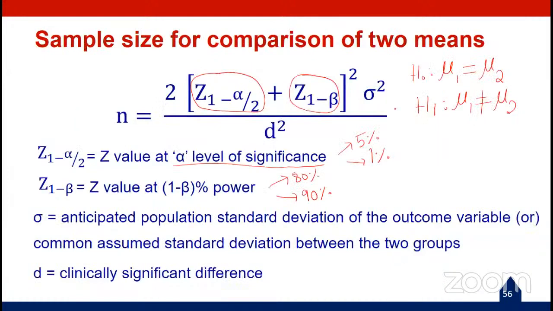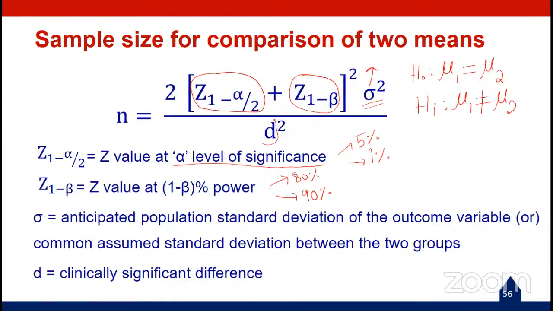So sigma is the anticipated standard deviation of the outcome variable. You can get it from your parent article, or you can do some pilot study. Sigma you can get it from parent article or from pilot study.